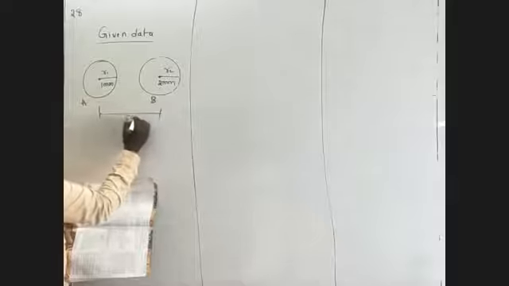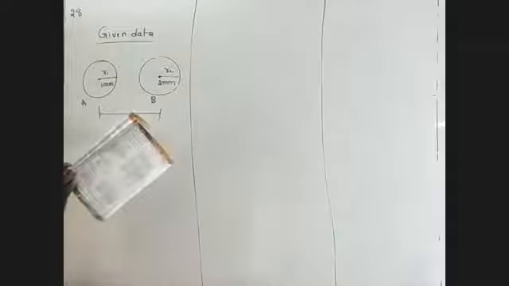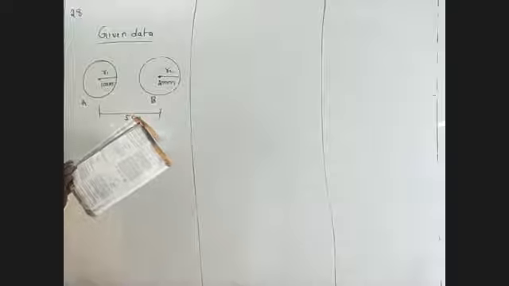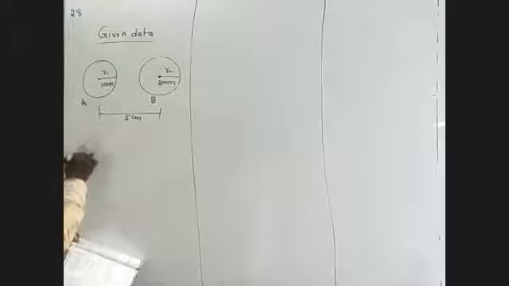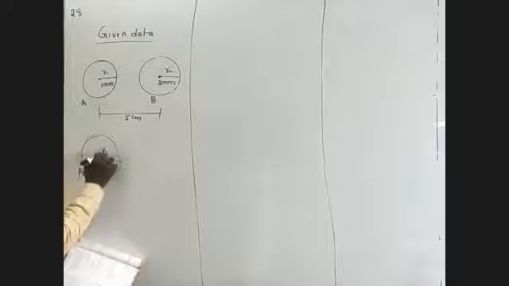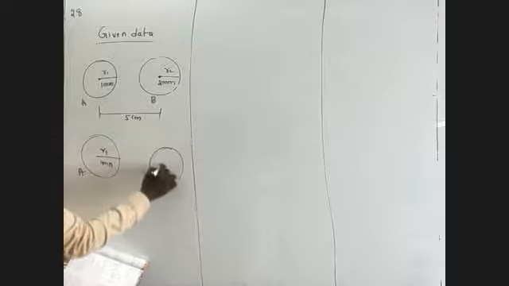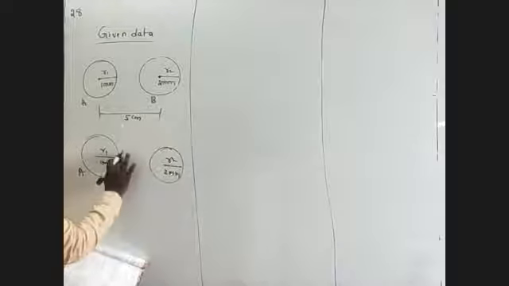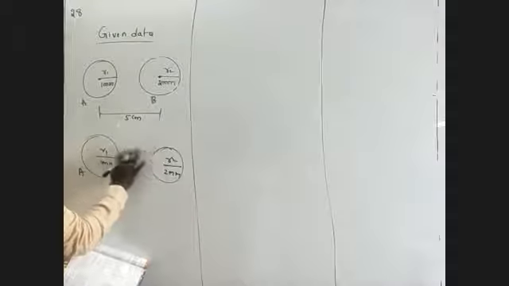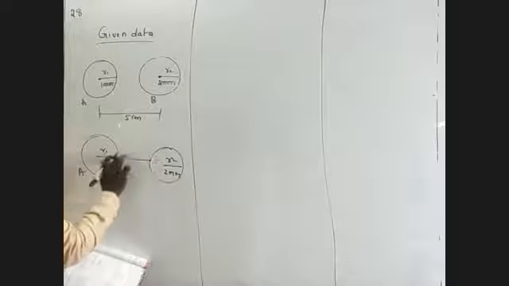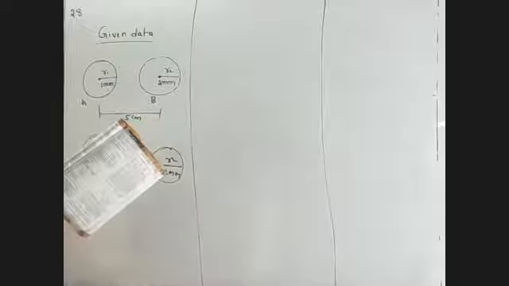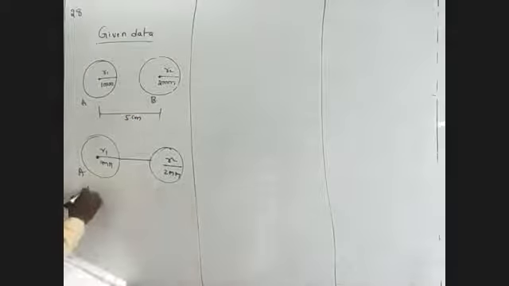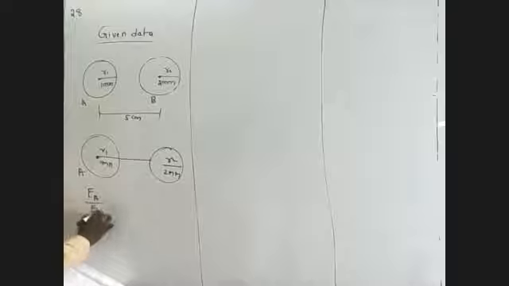They are separated by a distance of 5 centimeters, and are uniformly charged. The spheres are connected by a conducting wire, then in the equilibrium condition, the ratio of electric field at the surface of A by EB is equal to question mark. This is the given data.